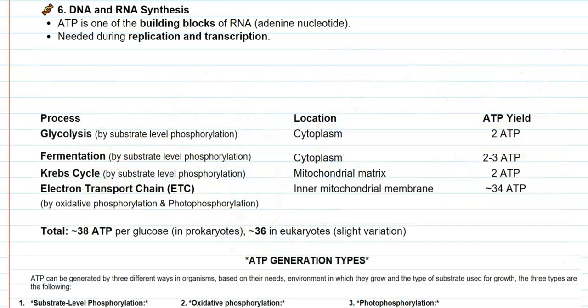Next we look at the amount of ATP produced in prokaryotes as well as eukaryotes. Prokaryotes generally produce about 38 ATP per molecule of glucose oxidized in the cell, whereas eukaryotes produce a little bit less than the prokaryote, that is 36 ATP per molecule of glucose oxidized in the eukaryotic cells.